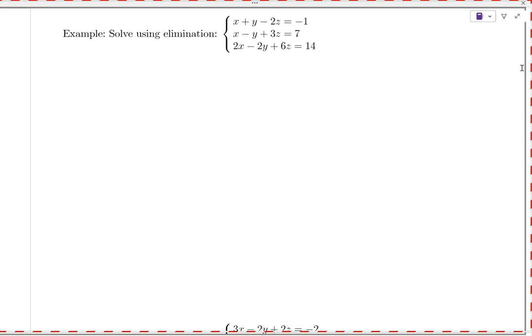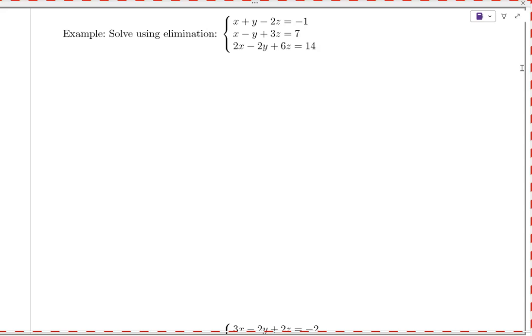Remember, our goal to put it in a triangular system is to have a coefficient of 1 on the x up in the upper left-hand corner, get rid of the x's in the other two equations, then have a y by itself in that second equation, try to get rid of the y in the third equation, and then you have just an equation with z at the bottom, get a value for the z, and you can work your way back up. So that's our process for doing this.